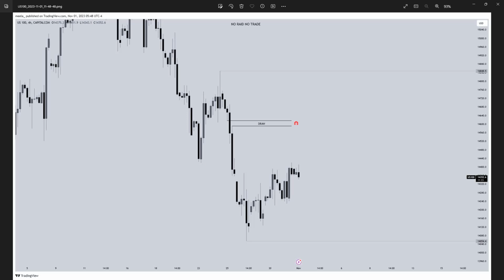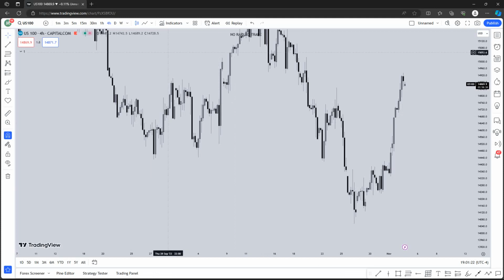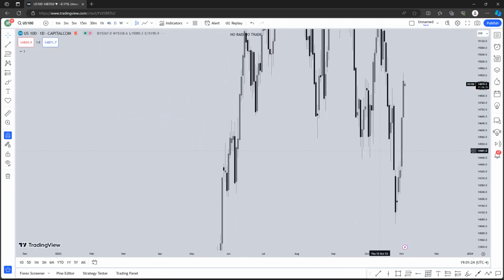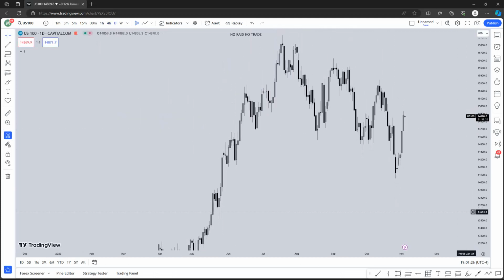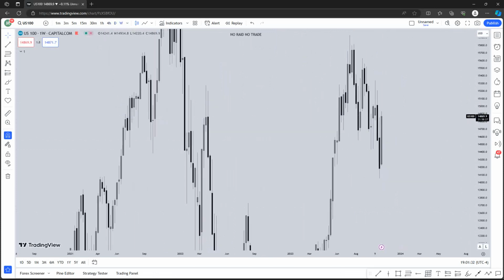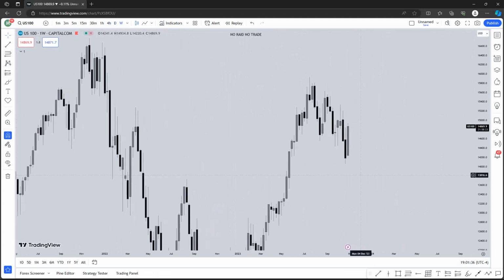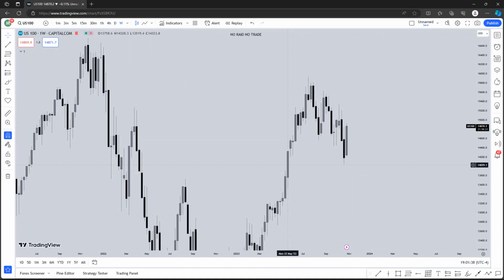But let's just head down to the charts to show you guys what I was talking about. Let's actually do it on the weekly time frame. Looking at it on the weekly time frame, we can see that price has traded into this fair value gap right here, and price has also respected the midpoint of that fair value gap.